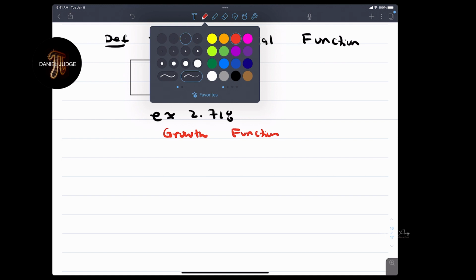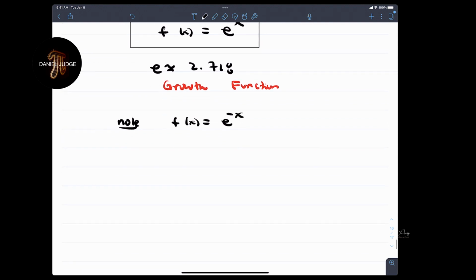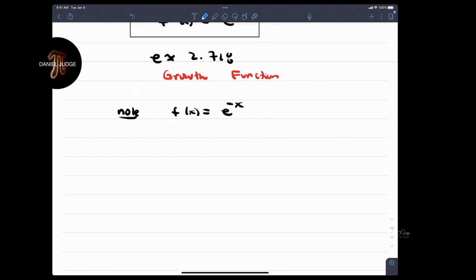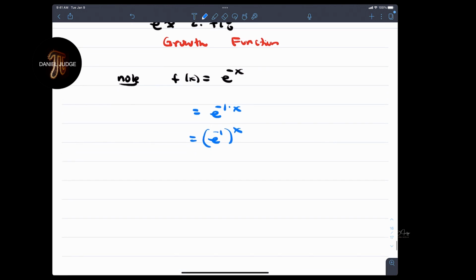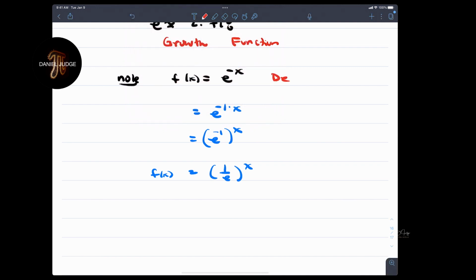You might say, but then how come, if they give you a function that looks like this, they say, what is e to the minus x? This is not growth. This is e to the negative 1 times x, e to the negative 1 raised to the x power, and by properties of exponents, this is 1 over e to the x. So this is a decay function when you have that negative sign there. So that's why this one's decay.